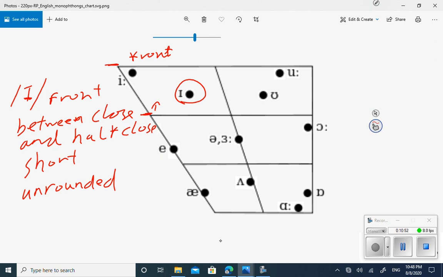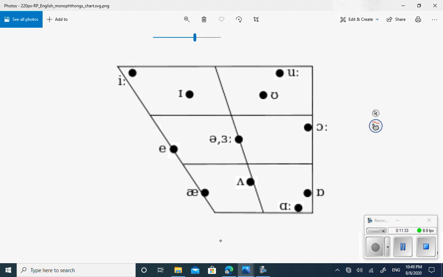You can say it is above half close, or you can say below close position. It makes no difference. It is short and it is unrounded, and it occurs in three positions in English: initially, as in it; medially, as in fit; and in final position as well, as in lady. In lady, the final letter is a short vowel. So this is the second front vowel.